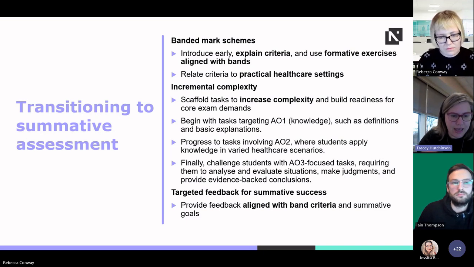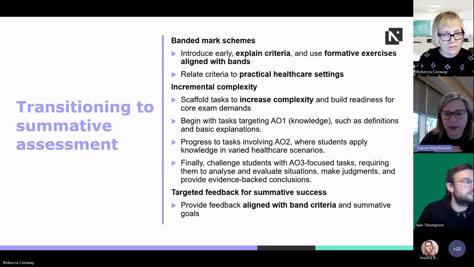And then moving on to AO3, that analysis and evaluation. So really challenge the students with tasks that focus on AO3. Look at situations, make judgments, provide evidence-backed conclusions. And this ensures the students are ready for those higher order demands.